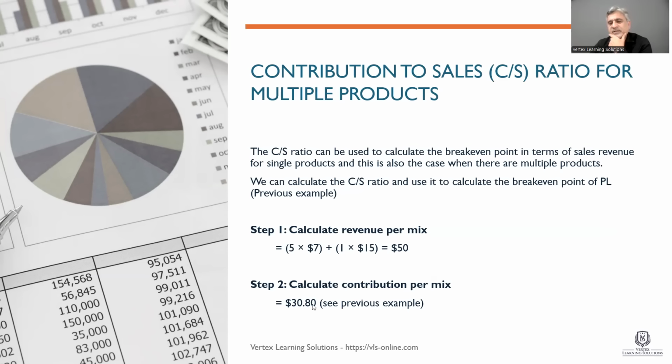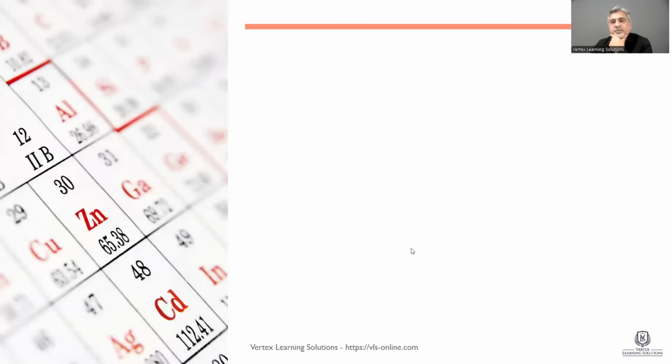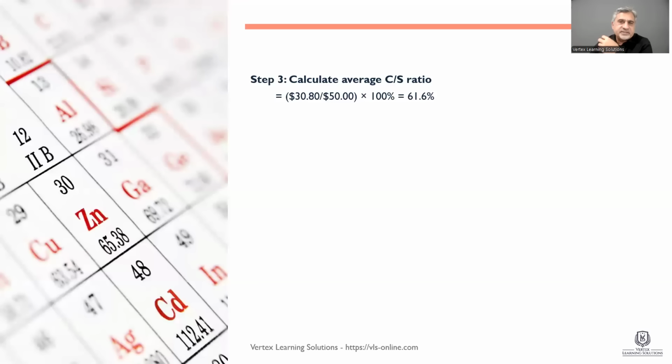Now things look like contribution per mix divided by selling price per mix. You get your CS ratio, which is 61.6%. You can also call it 0.616. Last step is calculate your BER, break-even revenue. So BER, break-even revenue, what was the formula? Formula was fixed cost divided by CS ratio.